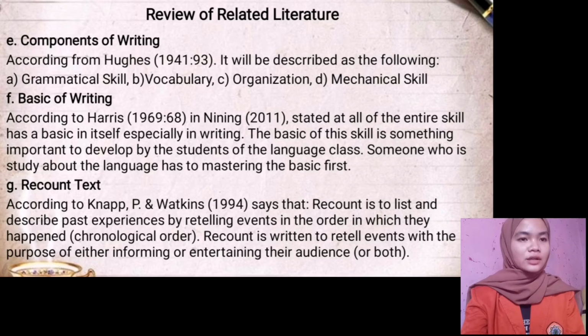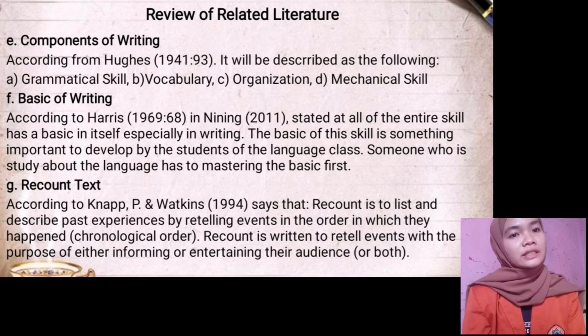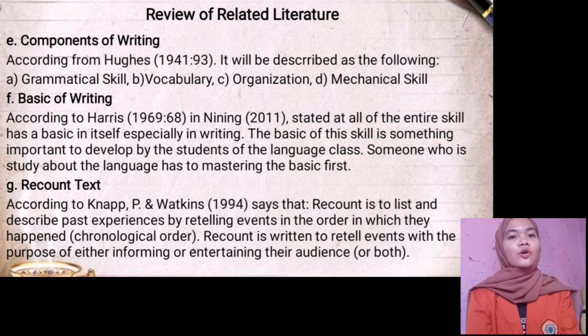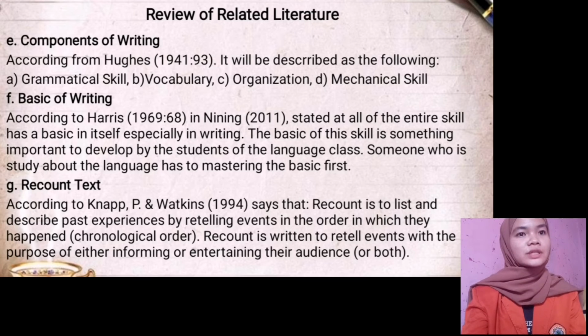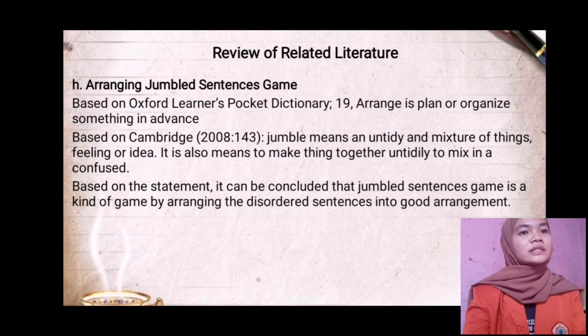And G. Recount, according to Naps and Watkins, 1904, says that recount is to list and describe past experiences by retelling events in the order in which they happened, chronological order. Recount is written to retell events with the purpose of either informing or entertaining the audience, or both. And H. Arranging jumbled sentences game, based on the Oxford Learner's Pocket Dictionary at 19.